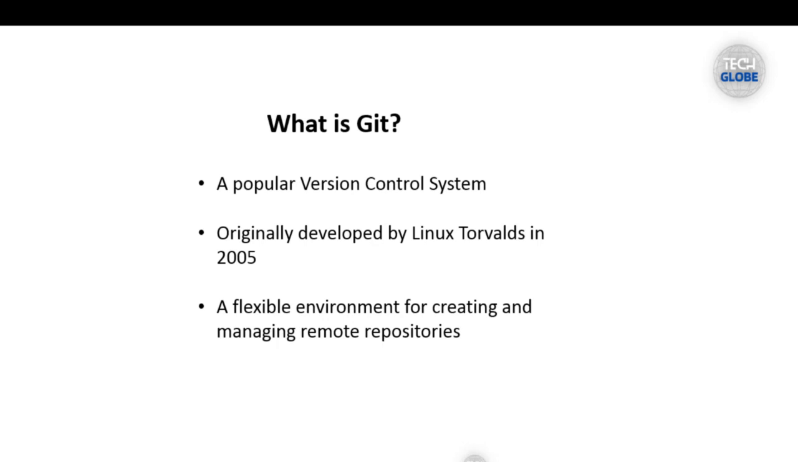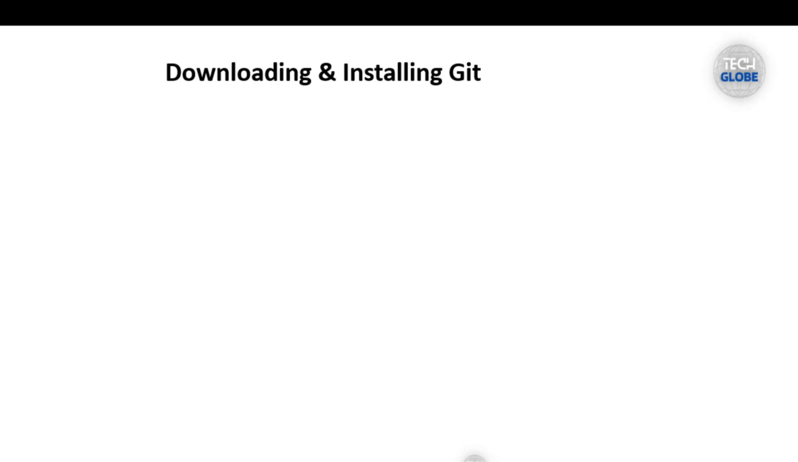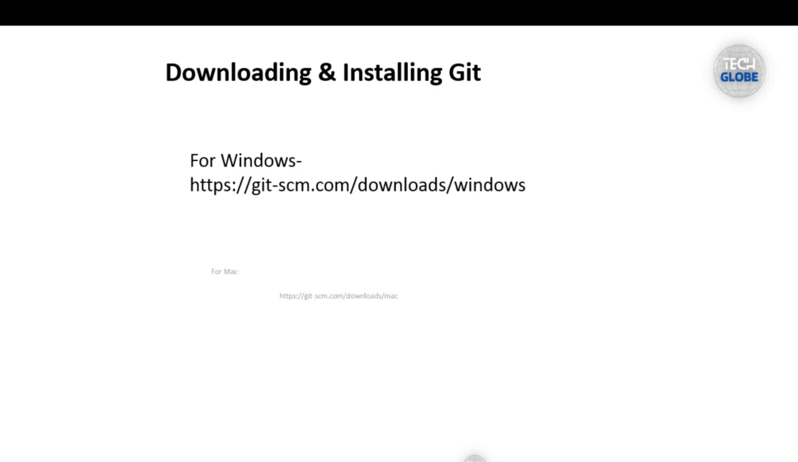So, downloading and installing Git on your system. I'll talk about two kinds of users: Windows users as well as Mac users. For Windows users, you could go to git-scm.com/download/windows. For Mac users, you can go to the same website, but look for /download/mac, to download and install Git on your system.